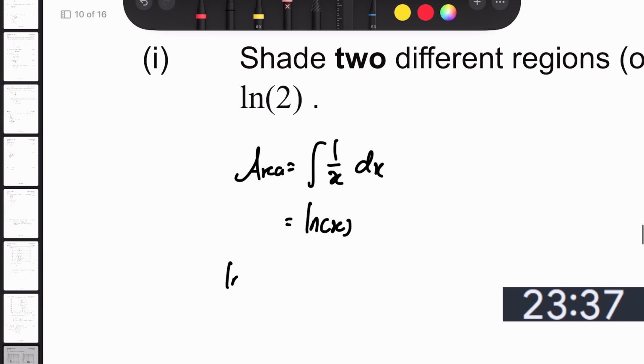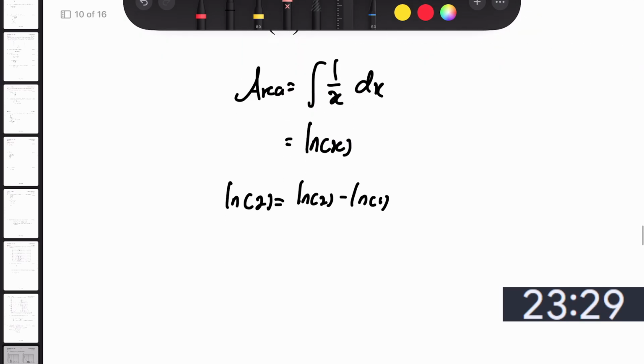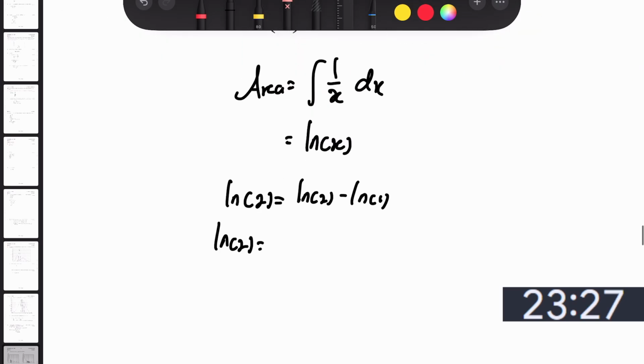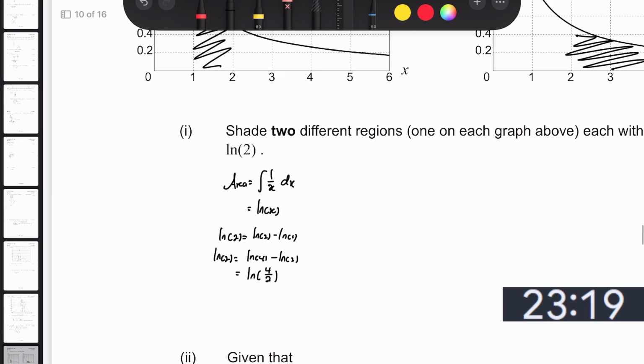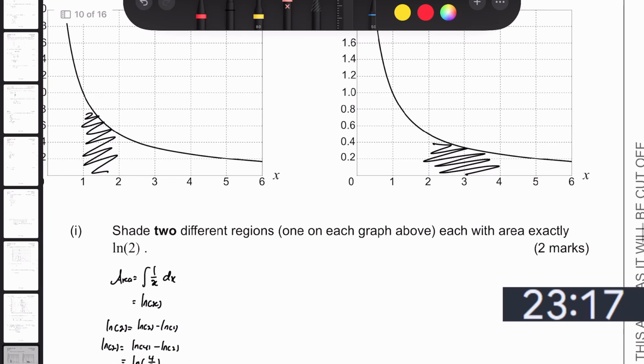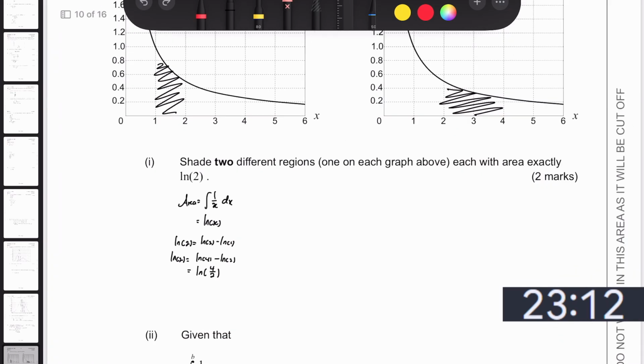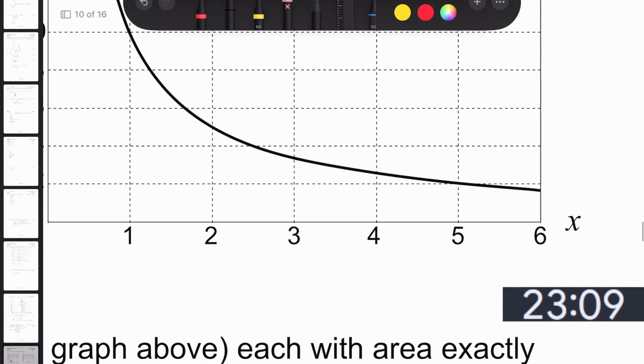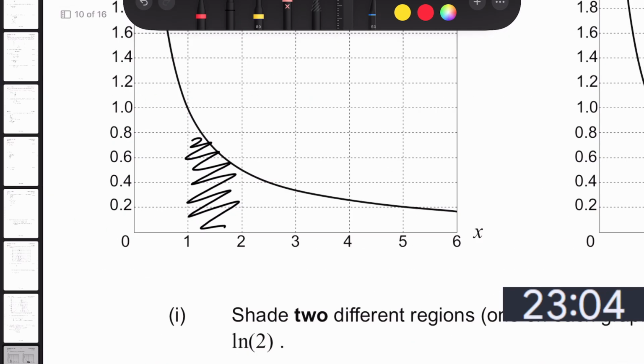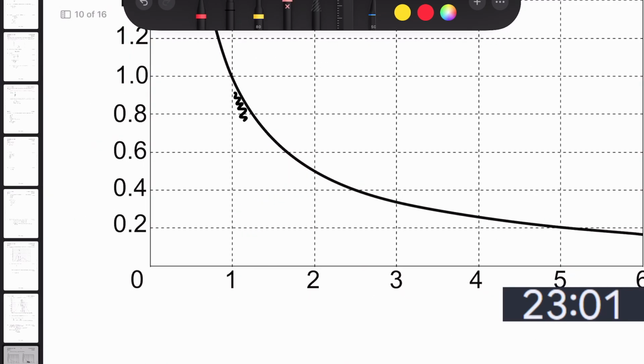Because I can say that ln of 2 equals ln of 2 minus ln of 1, because ln of 1 is 0, or ln of 2 can actually be ln of 4 minus ln of 2, because this becomes ln of 4 on 2, which I'm sure you can see why that equals ln of 2. And since this is just my upper bound and my lower bound, I can shade those regions. That'll be a bit nicer, my shading. Just like this. And then for this one, I'll do just like that.